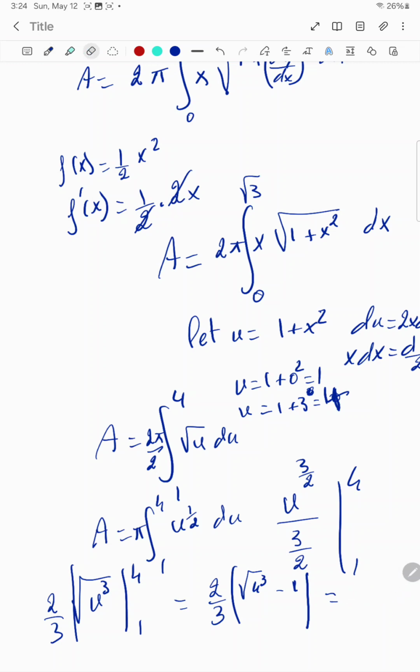Let's put it here, is equal to 14.66 u square.